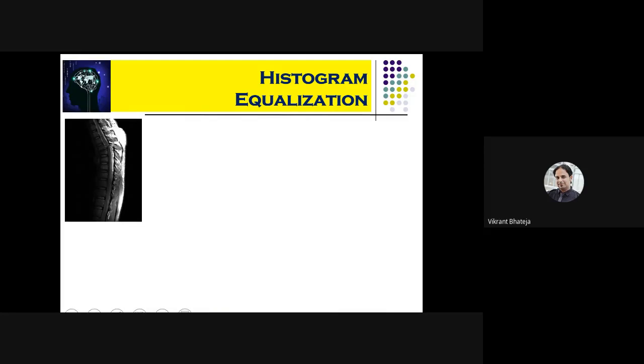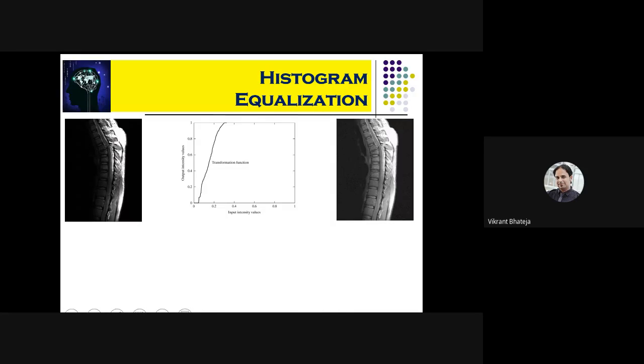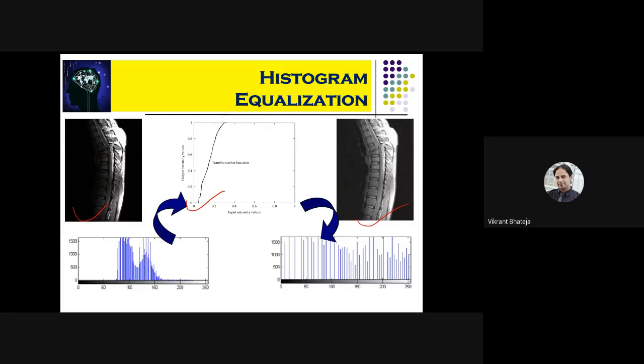Now, let's see how it happens mathematically. Suppose this is the input image, and we are getting this particular output image. How does this histogram equalization algorithm actually work in the background? In the background, there is a transformation function, which is basically used to transform the simple histogram by spreading the pixel values.